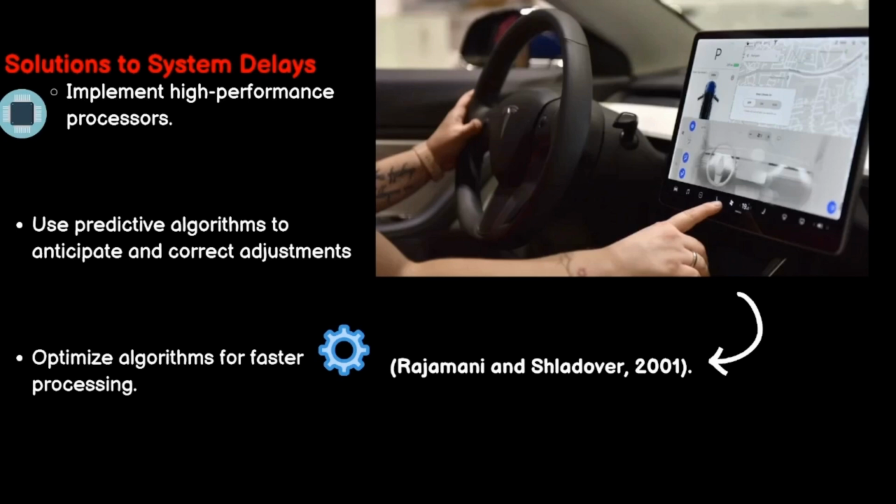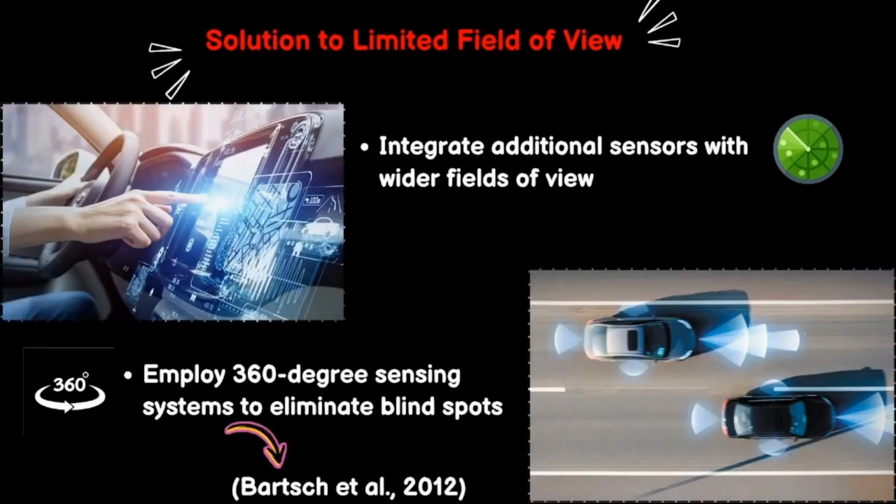Moving on to solutions for limited field of view. Firstly, integrate additional sensors with a wide field of view that can scan the vehicle from each side. More importantly, we can employ a 360-degree sensing system to eliminate blind spots and cover all the vehicle's sides.